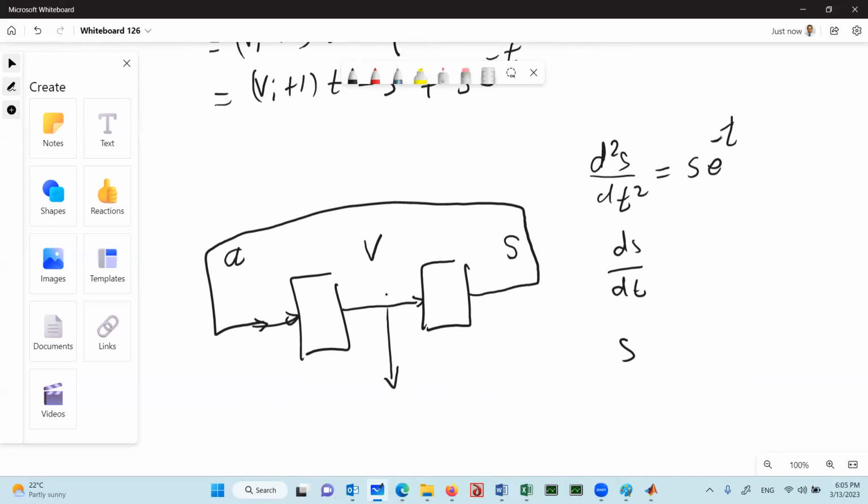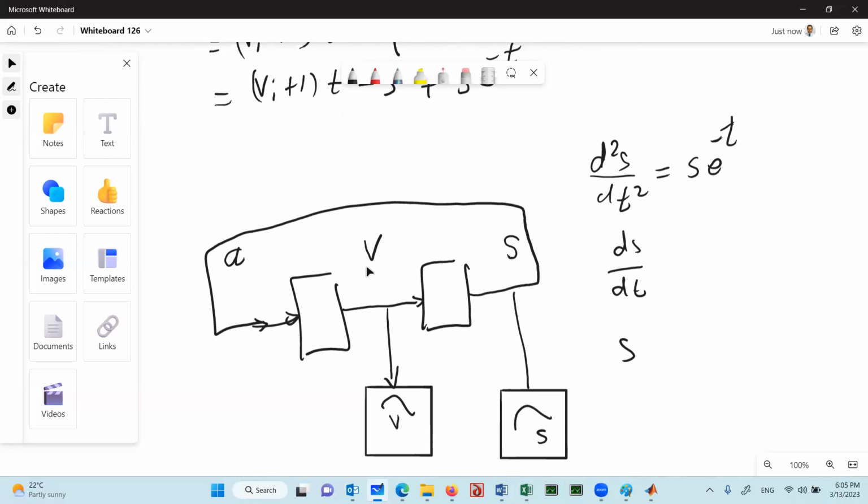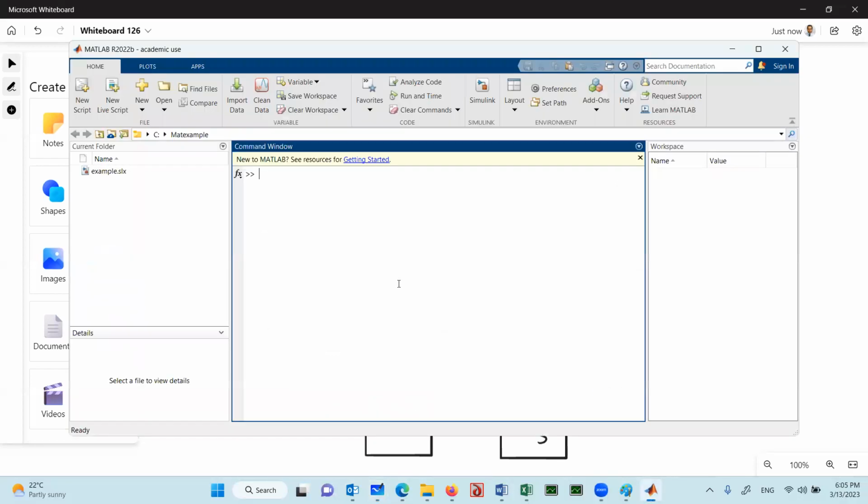Here we use a scope to see what happened for the velocity. If you put another scope, we can find what happened to distance. So here we can see the diagram of V, and here the diagram of s. We want to use this for our solution. So what we should do, we go to Simulink here.